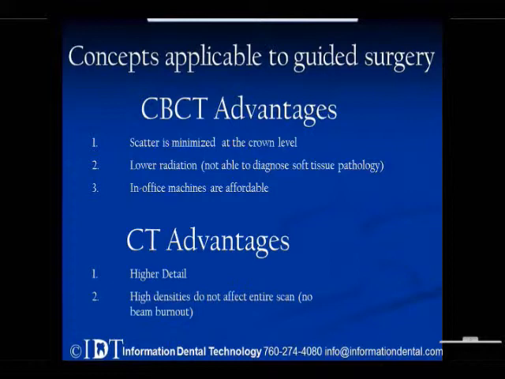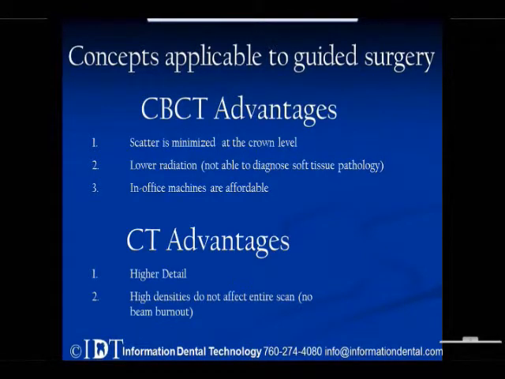And also, cone beam machines, the in-office machines, are much more affordable than, say, a medical CT that you want to install. The CT advantages, though, is that you have much higher detail in them because they're a higher radiation, so you're going to get a lot clearer image to that. High densities in CT do not affect the entire scan. And I'm going to show you some slides and some radiographs that actually represent what I mean by that. But those are the basic two advantages to the medical CT scan.